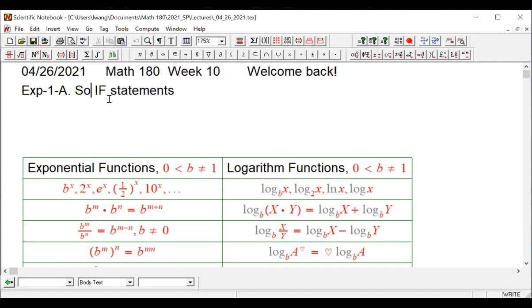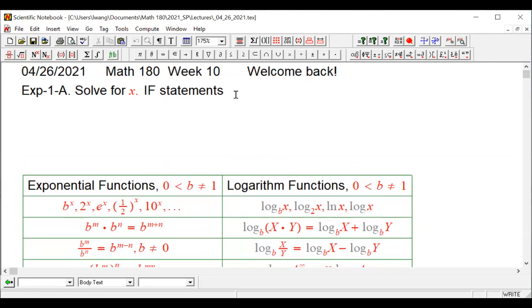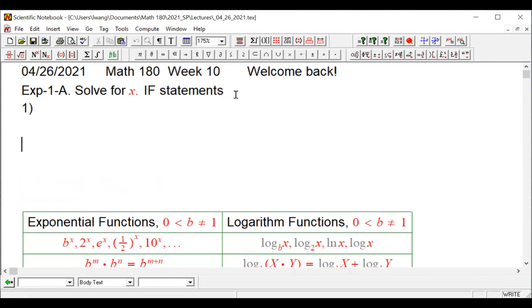How do I know? It says solve for X. Solve for X. I'm gonna use the first example to discuss all the different ways you can solve it. The first example is a very simple example, so we want to use it to explain all the ways you could solve this equation. It's an if statement.